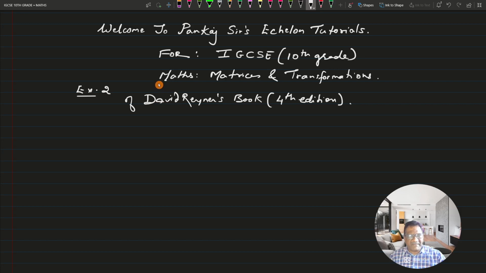With mathematics, that is matrices and transformations. We have already completed 3 questions from exercise 2, and we are going to continue from question number 4. I am referring to David Rayner's book, the 4th edition. This book is good for students who have opted for international maths as well. From exercise 2 of matrices and transformations, we will now start with question number 4.